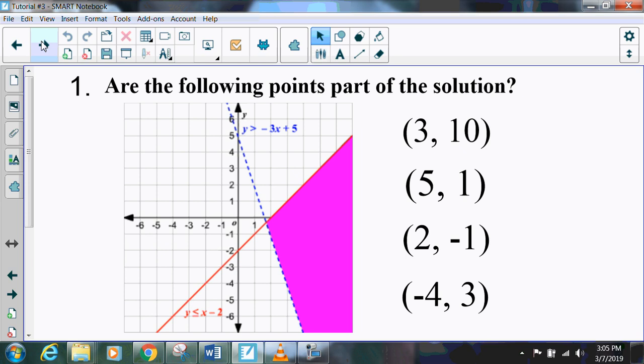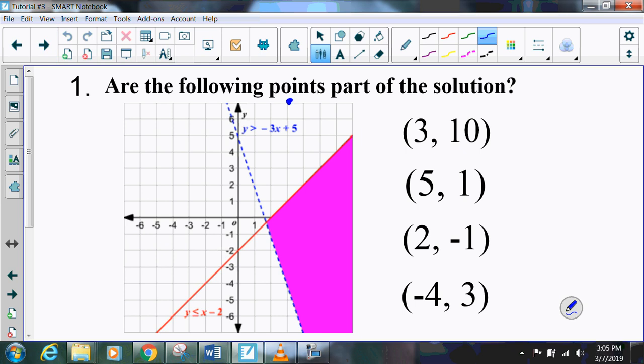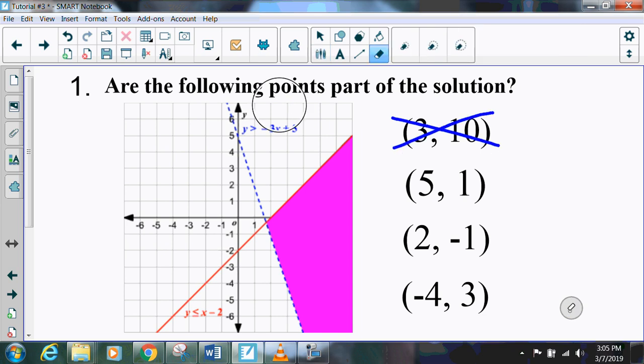So for instance, when we see the point (3, 10), we're going to graph it. We go over 3, and then we go up 10: 1, 2, 3. We're going way, way, way up, even higher. It's not part of the solution, right? (3, 10), no way. It's so far away, I couldn't even graph it on the graph. All right, let's try the next point.